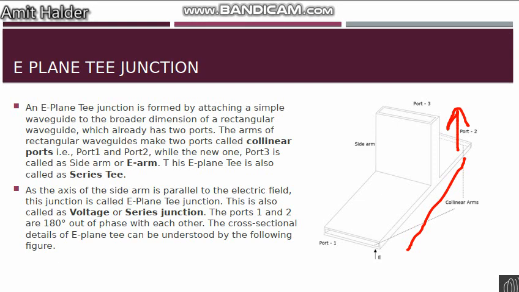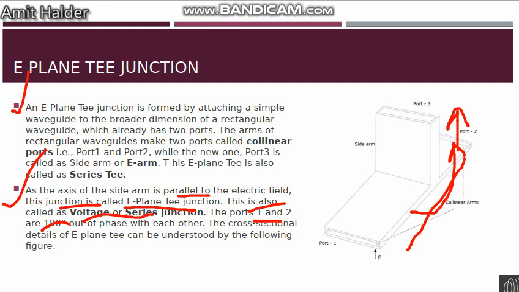This E-plane is also called a series T, as the axis of the side arm is parallel to the electric field. The junction is called the E-plane T junction. This is also called a voltage or series junction. Ports 1 and 2 are 180 degrees out of phase with each other. The cross-sectional details of the E-plane T can be understood from the following figure. So there is a 180-degree shift between these two collinear arms.